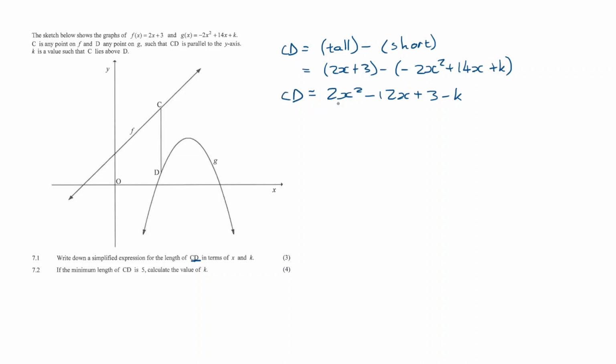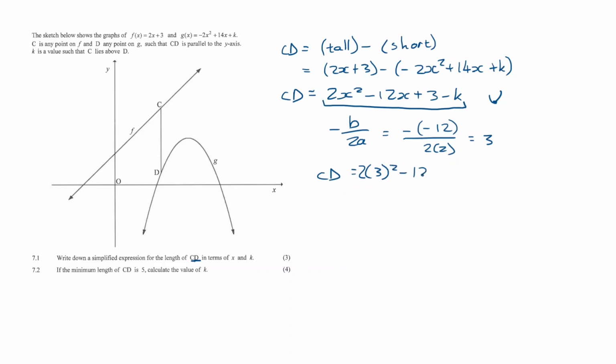If I think of this as a parabola, although it's just an expression, it's a happy parabola. So the min would happen at the turning point. I'm going to do minus b over 2a, and that just gives me positive 12 over 4, which is 3. Then I'm going to sub 3 back in here for x, and I end up just getting minus 15 minus k.